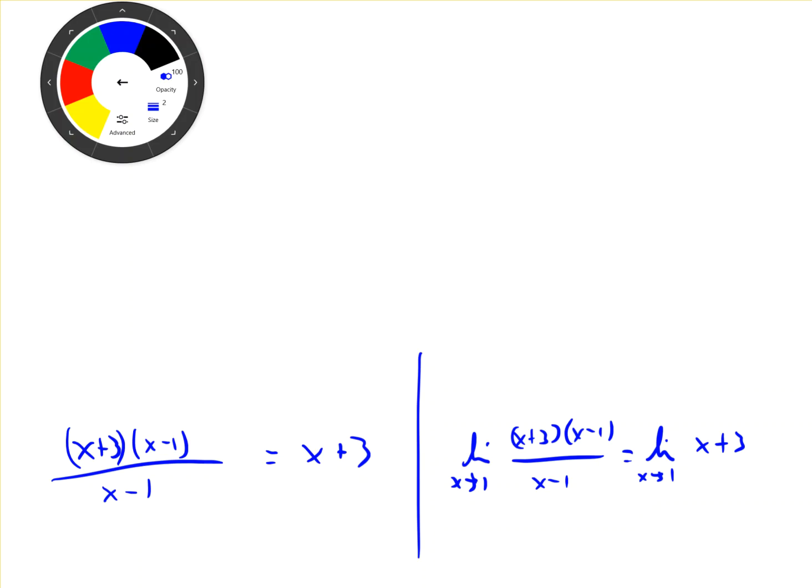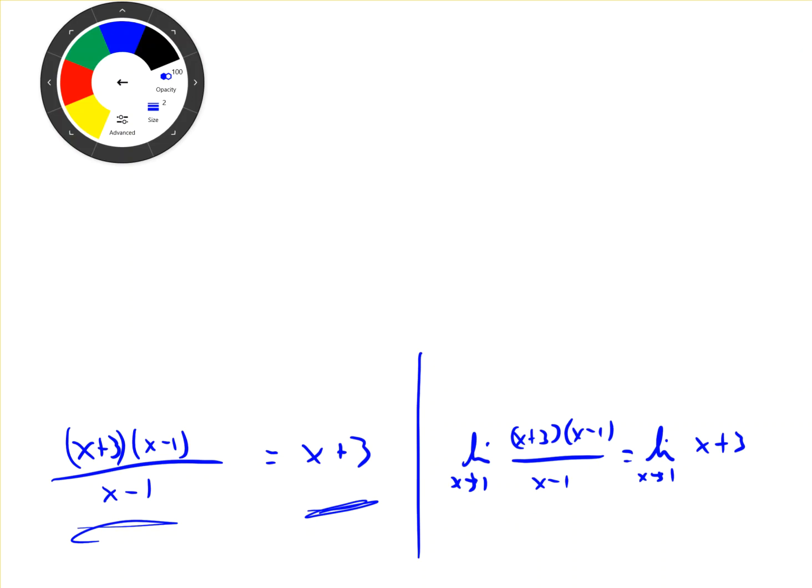When we're talking about limits, the value of the function at the point doesn't matter. So at x equals 1, it doesn't matter. Notice these two expressions are equal everywhere except at x equals 1, because at x equals 1, the left-hand side is undefined, and the right-hand side is defined, it's 4.